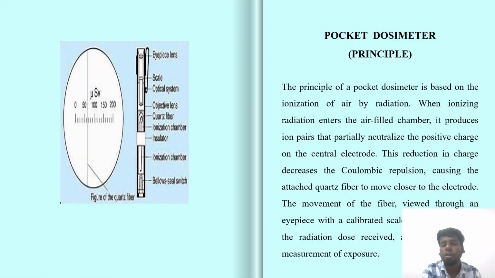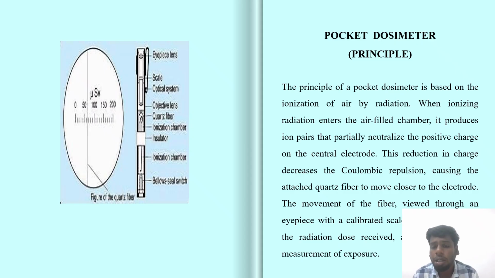The principle of the pocket dosimeter is based on the ionization chamber principle. Inside the device there is a small air-filled chamber. When the ionizing radiation enters, it ionizes the air molecules, creating ion pairs. The ionization reduces the charge stored in an internal electrode. This change is seen in the movement of a quartz fiber or scale indicator. The reading is shown directly as a dose in mR or mSv.